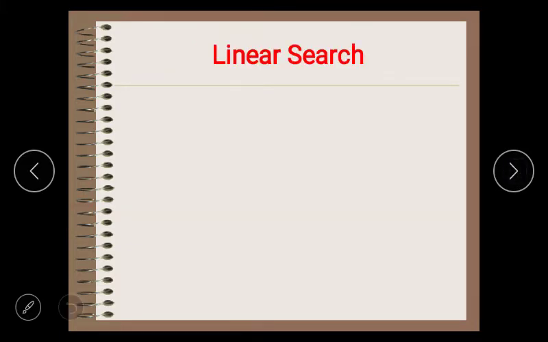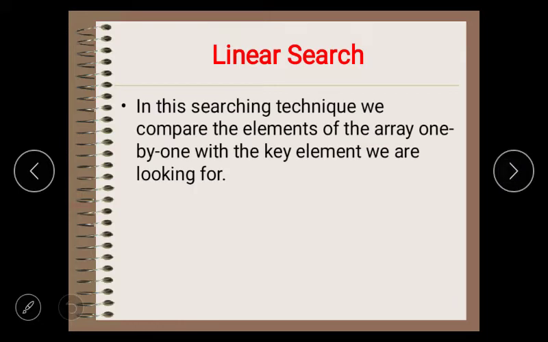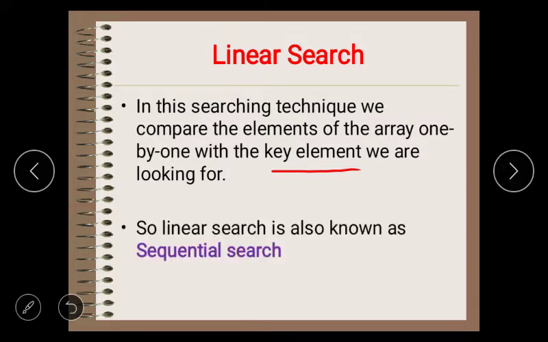Linear search. In this technique, we compare the elements of the array one by one with the search element which we are looking for. Here the key element is nothing but the search element which we are looking for. The comparison of the elements in the array is done one by one in sequential order. That is why linear search is also known as sequential search.